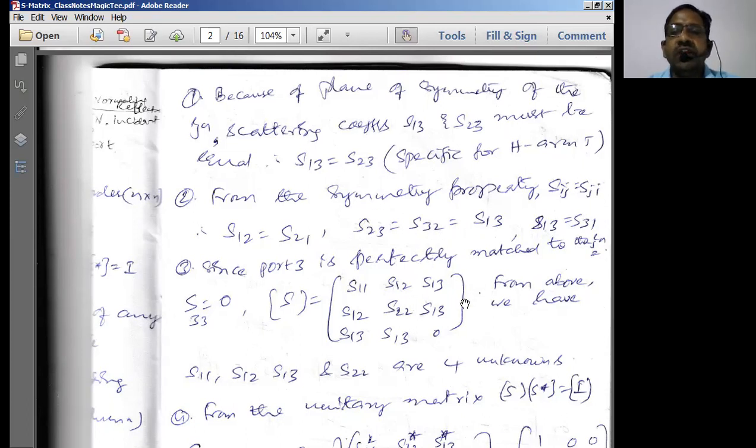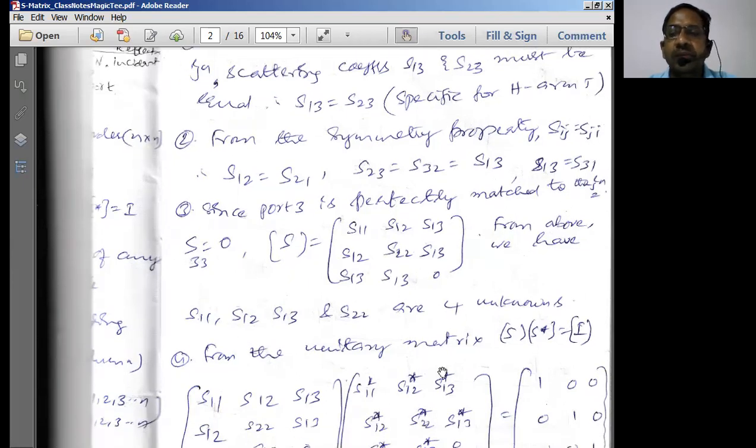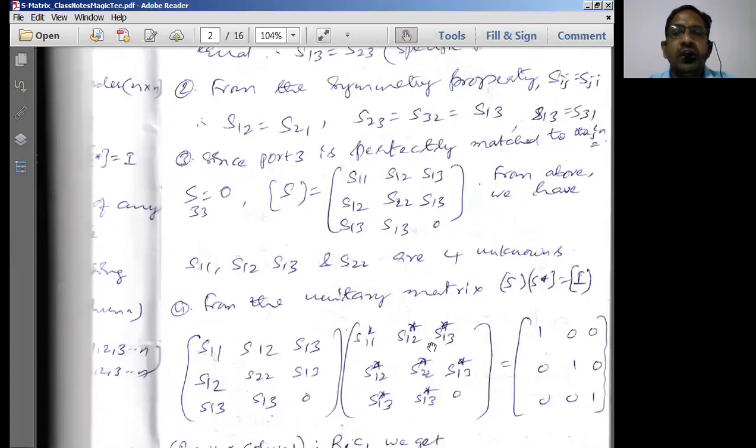Okay, so from this relationship, what can I simply write now? Since I have S13, by using the symmetry property, S13 becomes equal to S31. That means most of the parameters of the S matrix have simply been reduced, right? Now you simply have to substitute all of them in the S matrix.